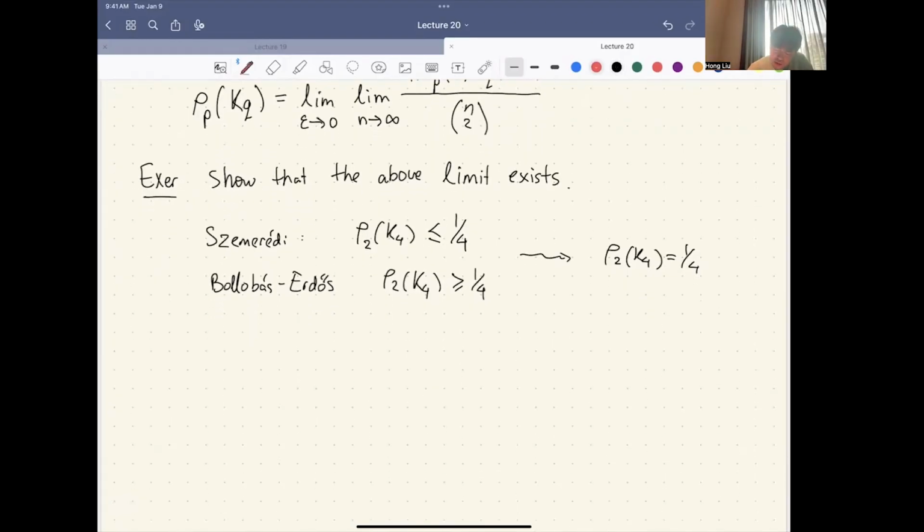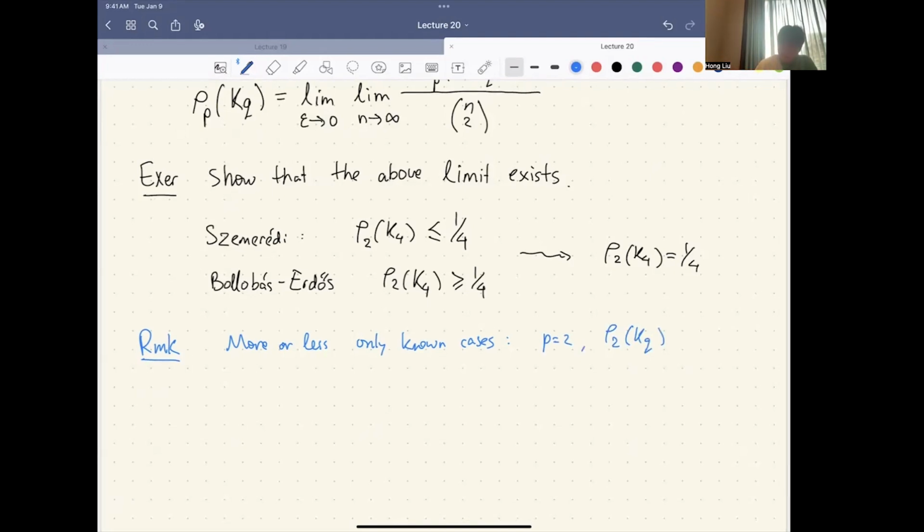But let me quickly mention that there is no general result for the Ramsey-Turan density. The only known case, in general it's a hard problem, is when p equals 2, so rho sub 2 of K_q. And for other graphs, we don't know. There is no Erdős-Stone theorem in this setting.